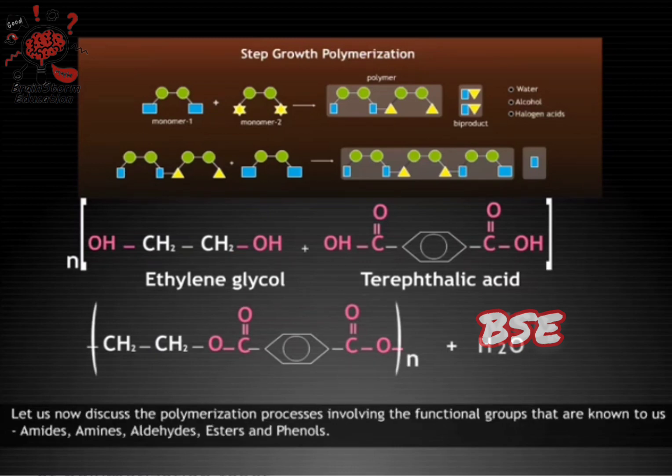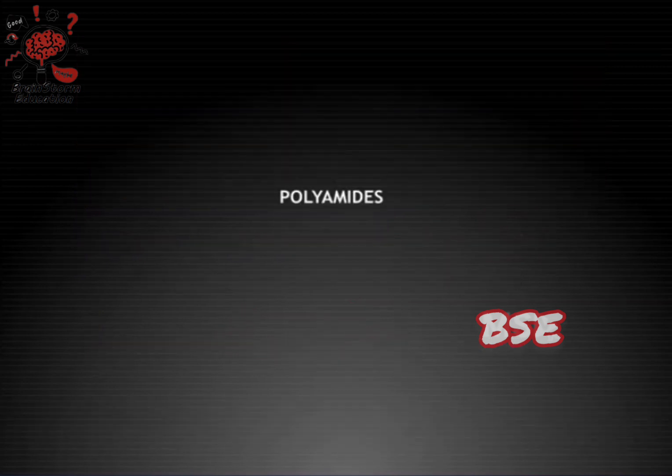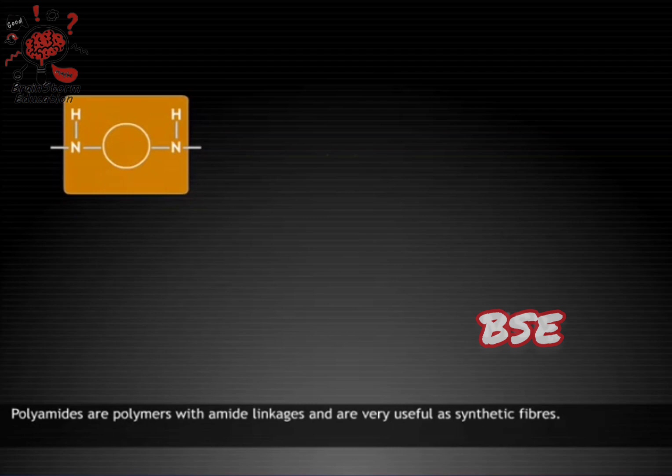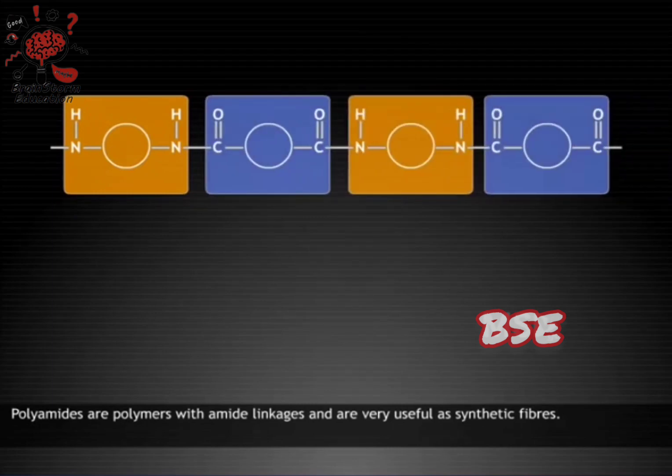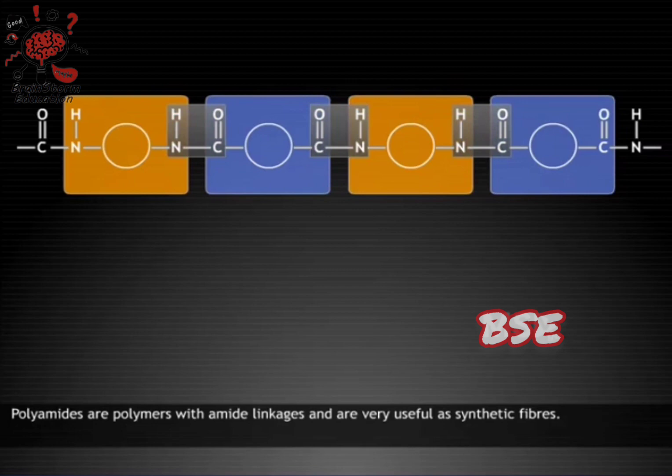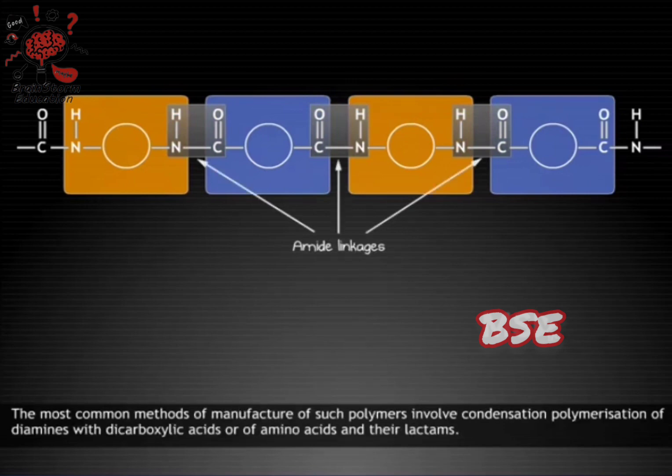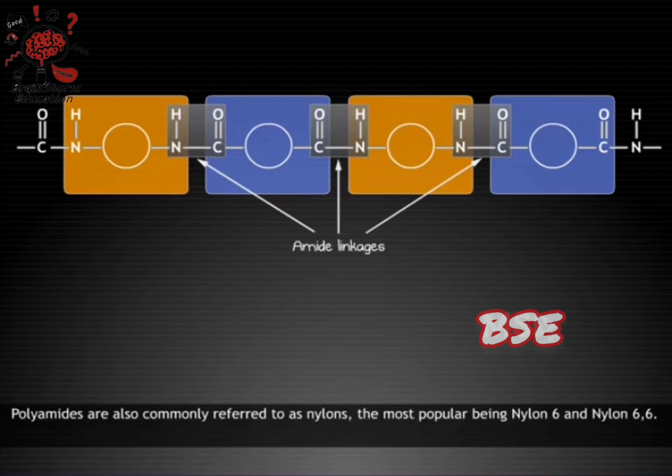Let's now discuss the polymerization processes involving the functional groups that are known to us: amides, amines, aldehydes, esters, and phenols. Polyamides. Polyamides are polymers with amide linkages and are very useful as synthetic fibers. The most common methods of manufacture of such polymers involve condensation polymerization of diamines with dicarboxylic acids or of amino acids and their lactams. Polyamides are also commonly referred to as nylons, the most popular being nylon 6 and nylon 6,6.